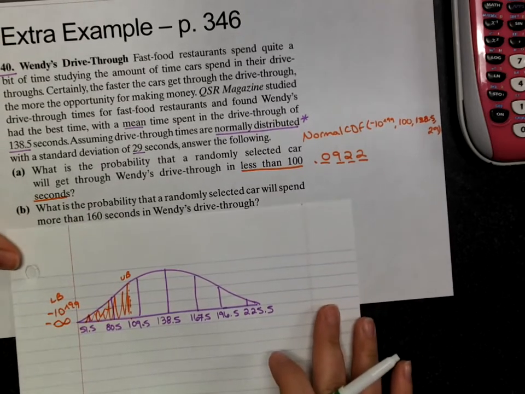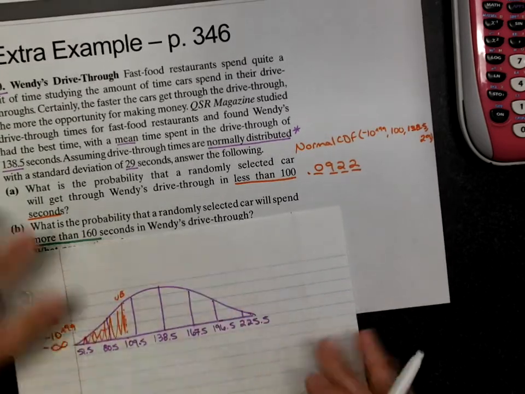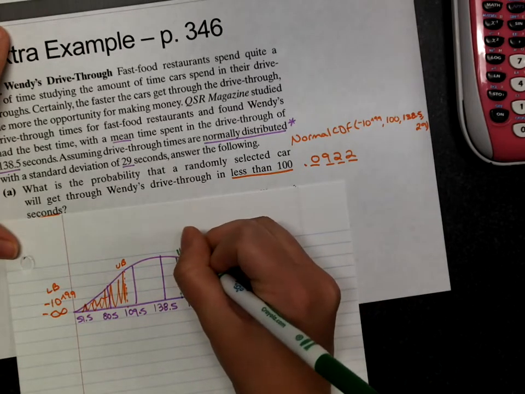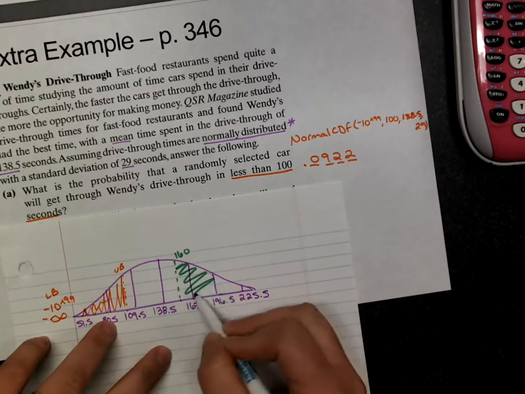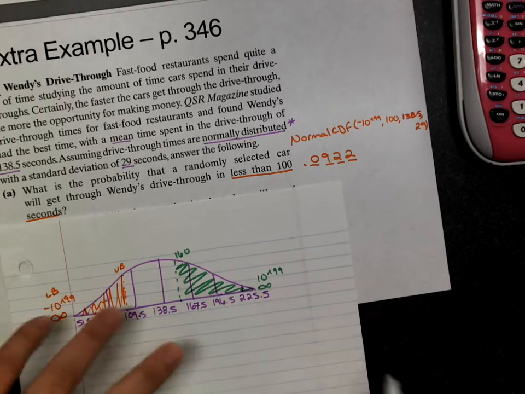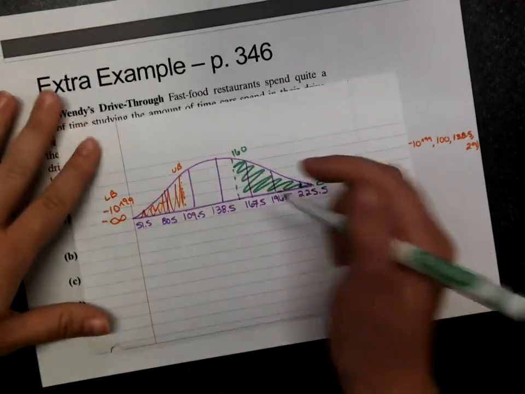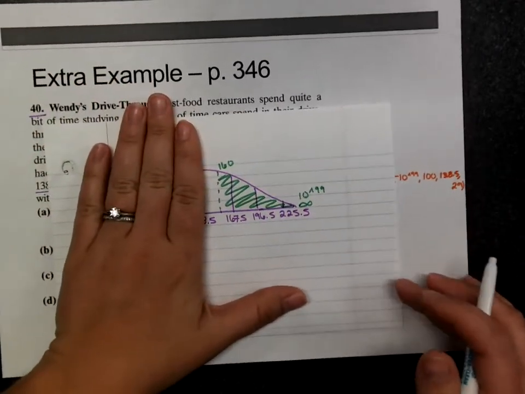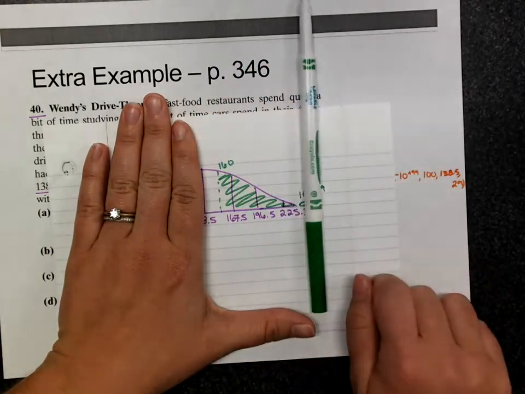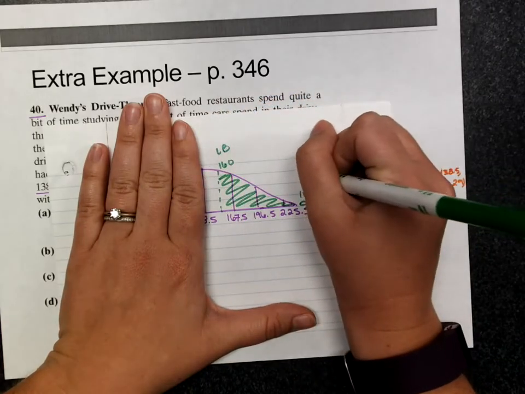Question B, what is the probability that a randomly selected car will spend more than 160 seconds in a Wendy's drive-thru? So 160 is somewhere up here. More than would be this side. Remember, this continues to infinity, or positive 10 to the 99. So again, for lower bound, upper bound, you just look at the shaded region. Left is lower bound, right is upper bound. It's that simple. Some students like to label lower bound, upper bound.